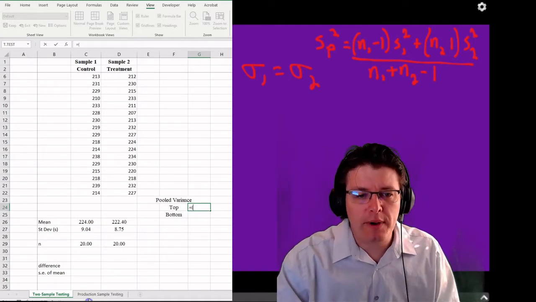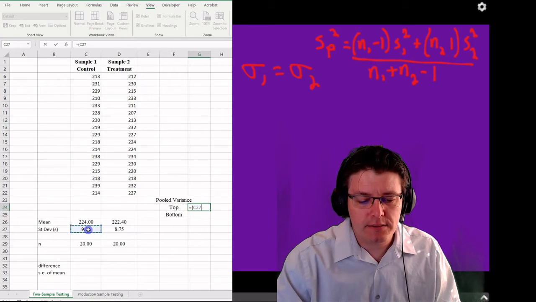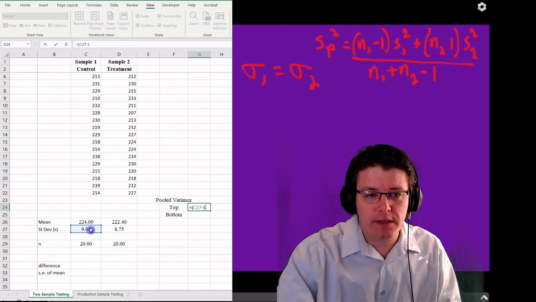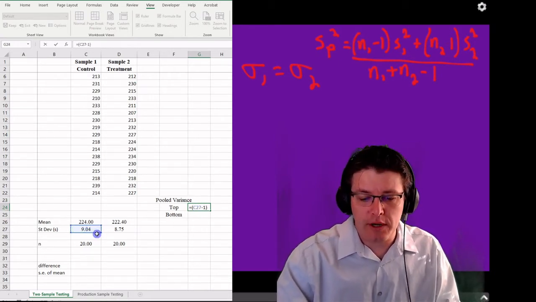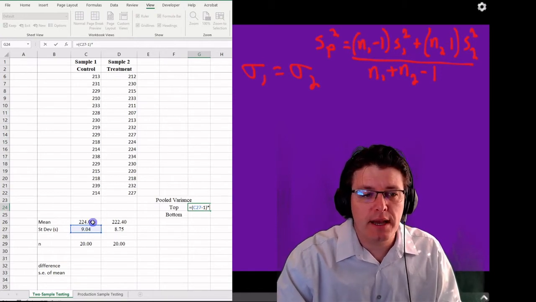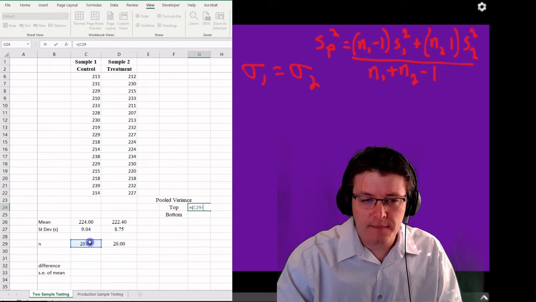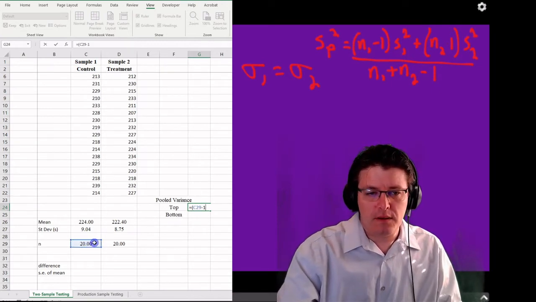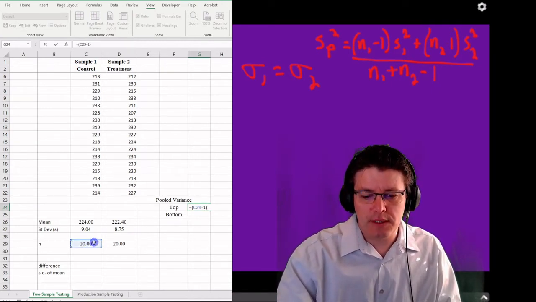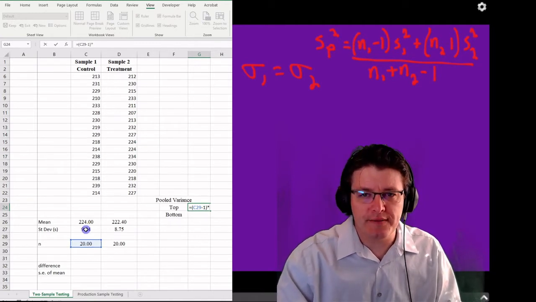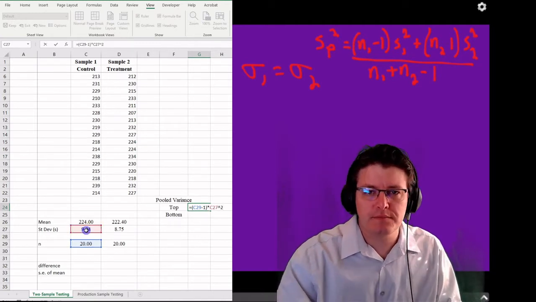Okay, so what do we have here? We have n1 minus 1. Right, we can just reference these cells. S1, that's not the right one, so I've already... Don't follow my lead here, that's not good. Do this times the standard deviation squared.